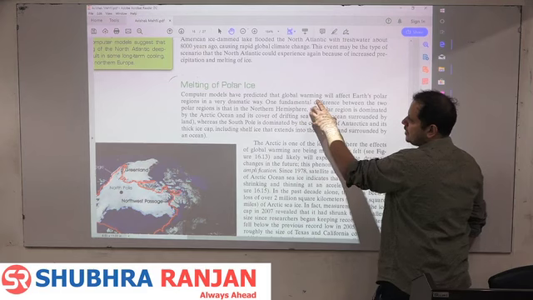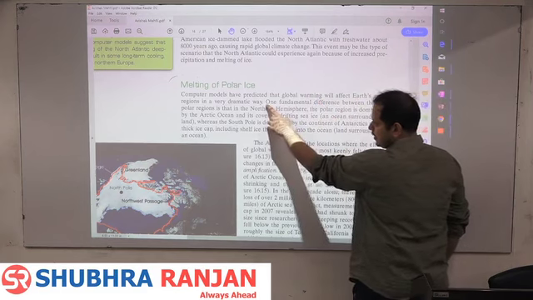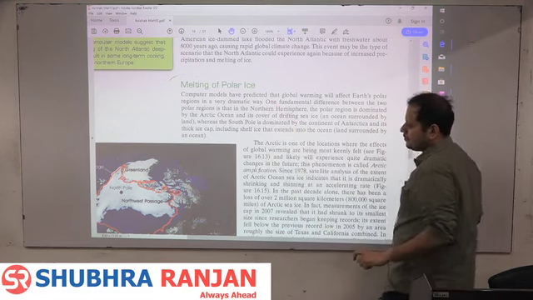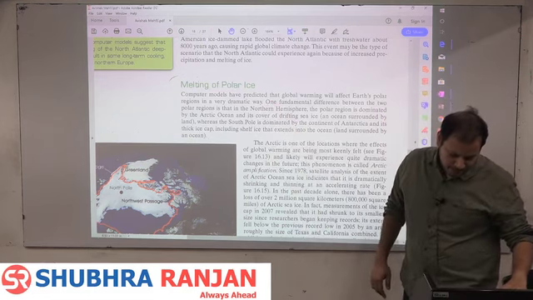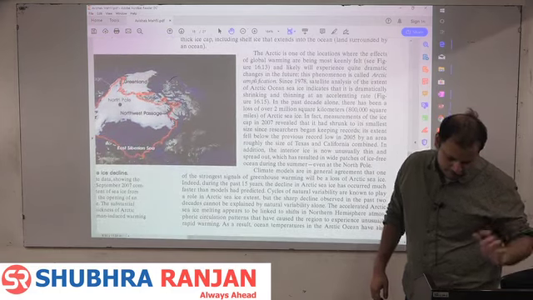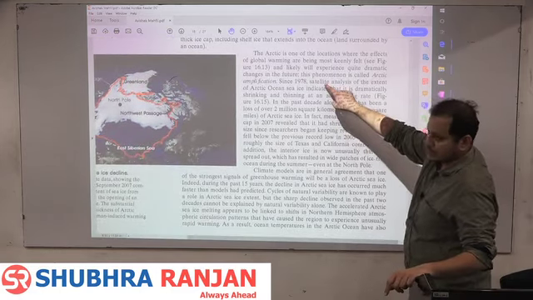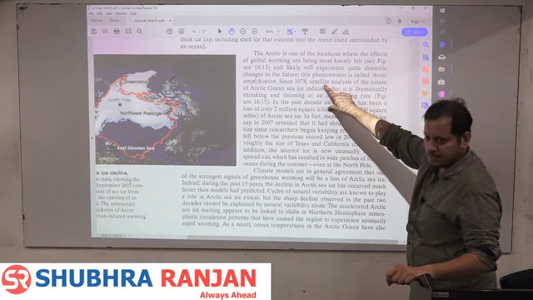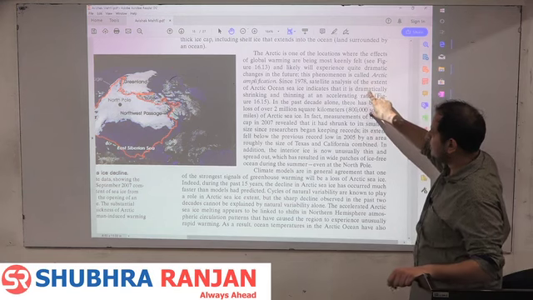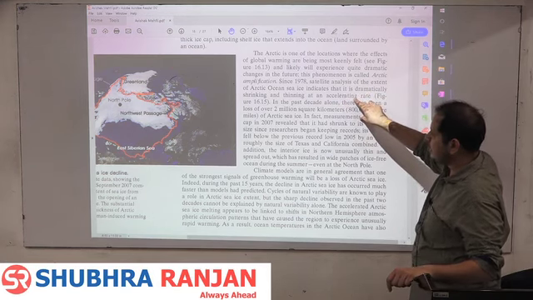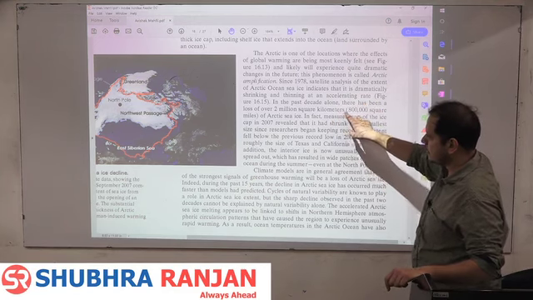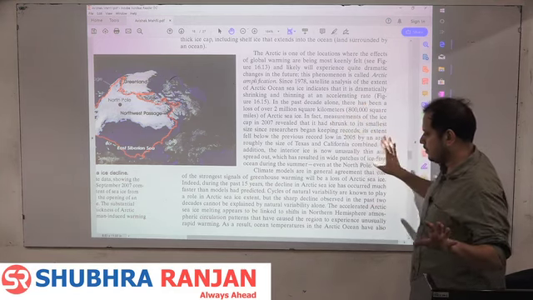Computer models have predicted that global warming will affect Earth's polar regions in dramatic ways. The rest of the things you already know. Since 1978, the satellite analysis of the extent of the Arctic Ocean indicates that there is dramatic shrinking and thinning at an accelerating rate. In the past decade alone, there has been loss of over 2 million square kilometers of Arctic ice. Fine?